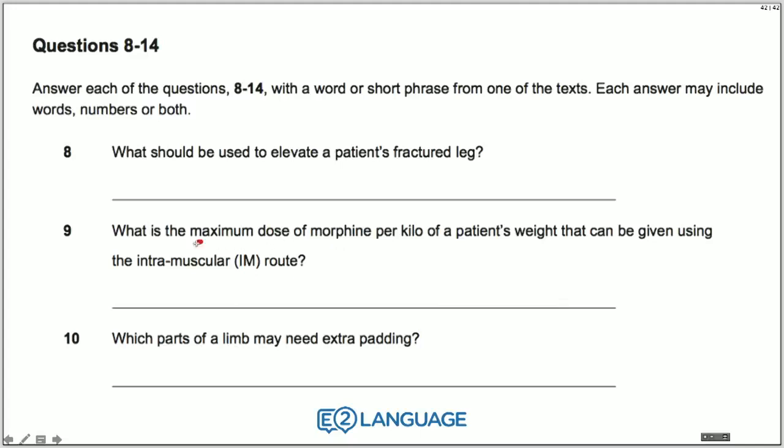Well, we're looking at maximum dose. It's definitely coming from text C, but let's say it's something like 3 milliliters or something like that, right? I don't know exactly, you'd have to look at the text. But it's certainly going to be a number because it's asking about dose, right?